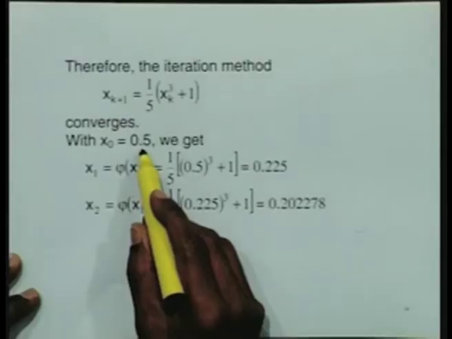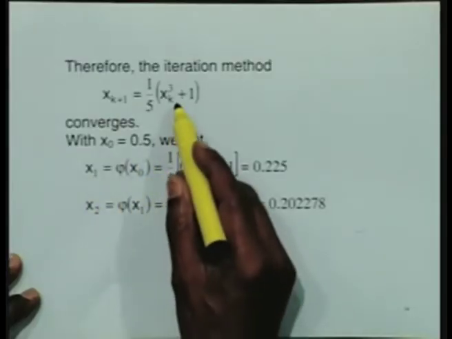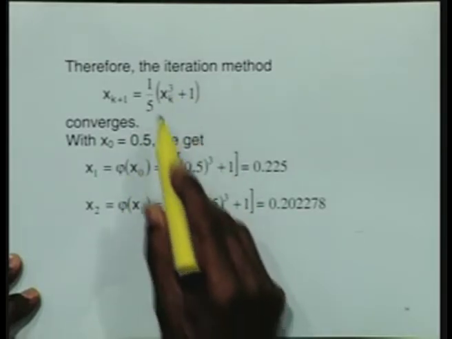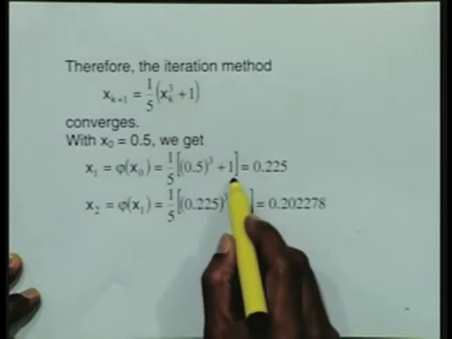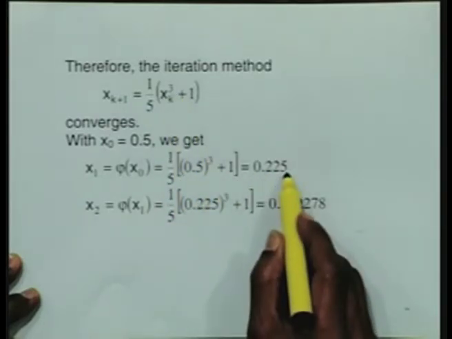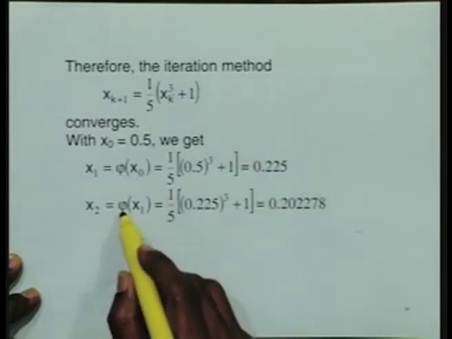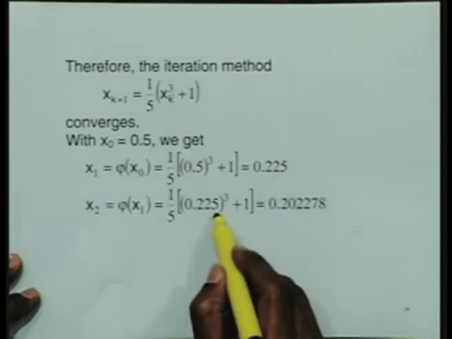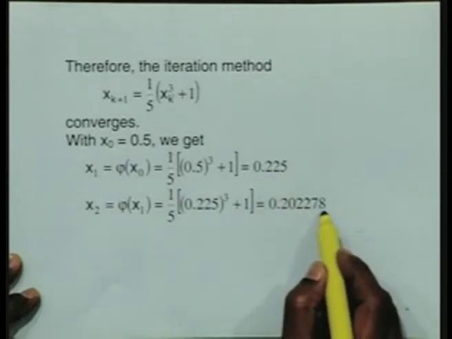Now let us just compute these values. Starting with x0 given to us as 0.5, I would get x1 by simply substituting: phi of x0 is 1 by 5 (0.5 whole cube plus 1), which simplifies to 0.225. I then find phi of x1 and call it x2, and that is 1 upon 5 (0.225 whole cube plus 1), that is equal to 0.202278.